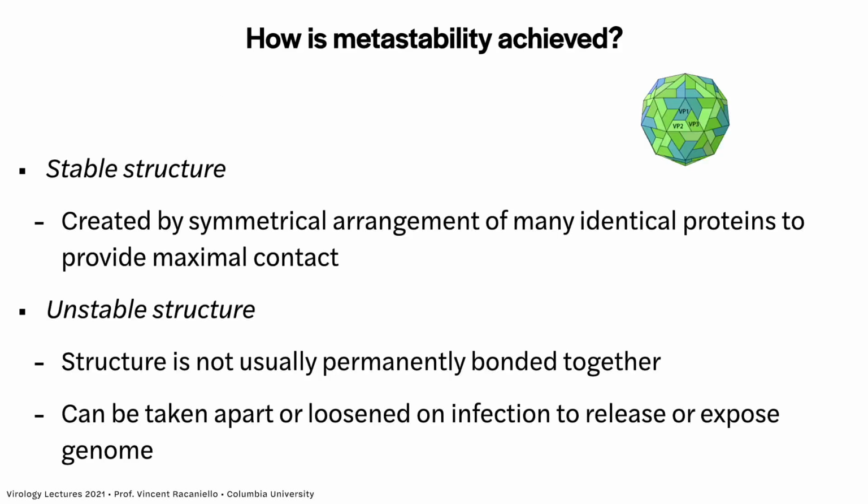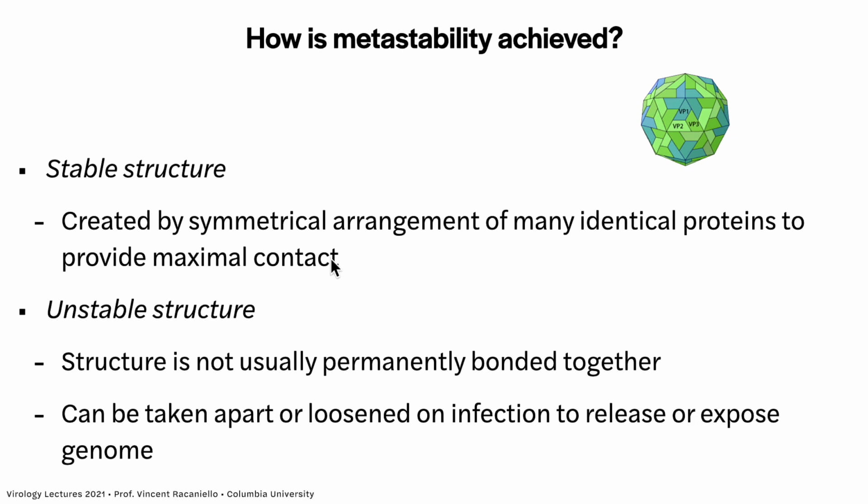So how do we become metastable? How do we make a particle that is very stable under some conditions and unstable under others? So here are the two ways. We can make a stable structure by symmetrical arrangement of many identical proteins in a particle to provide maximal contact between those proteins, and that gives you stability. These are in general not covalent bonds. They're non-covalent bonds, but the protein-protein interfaces are extensive.